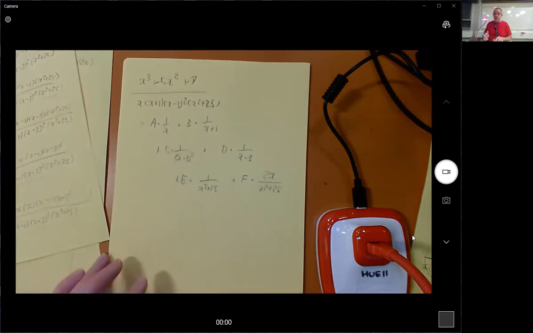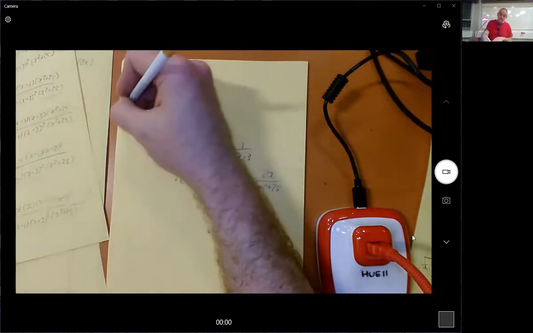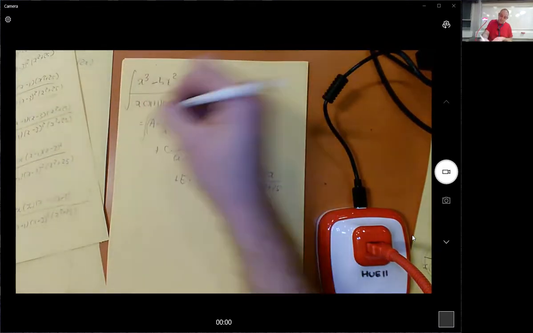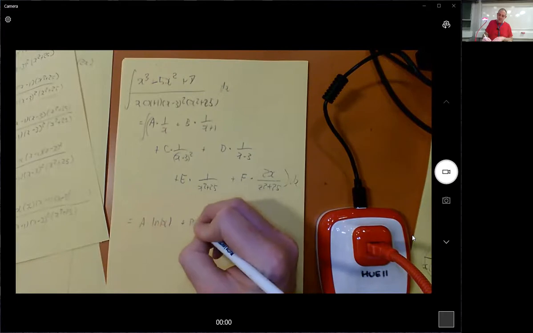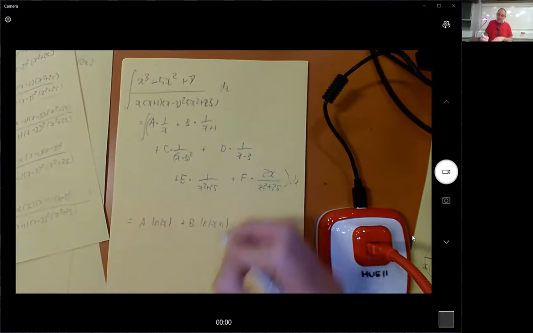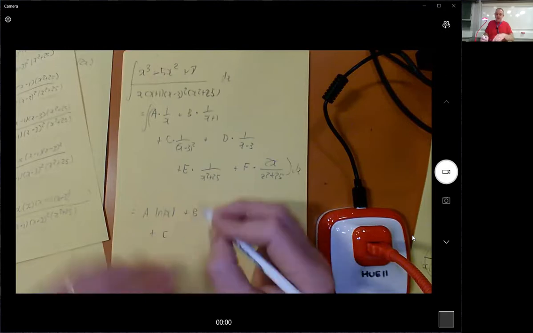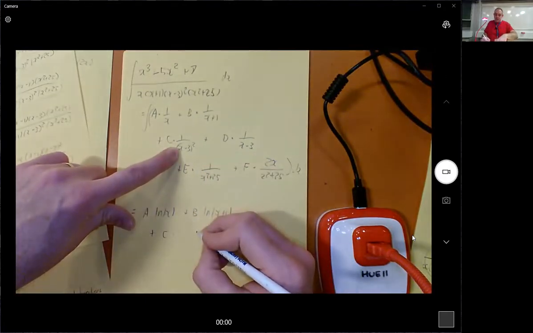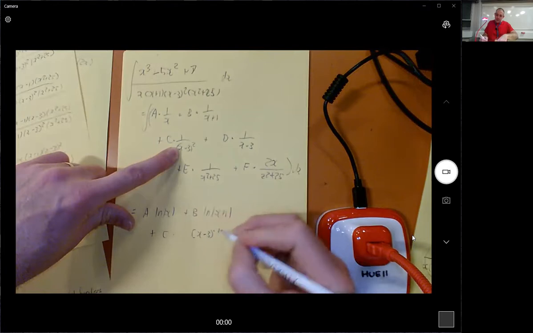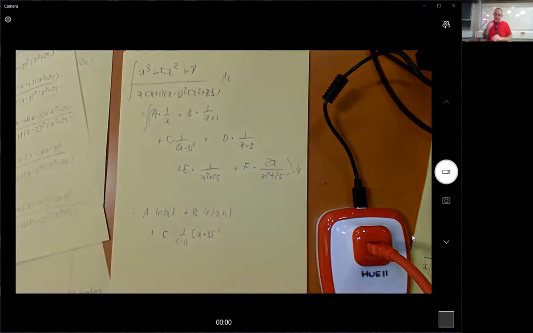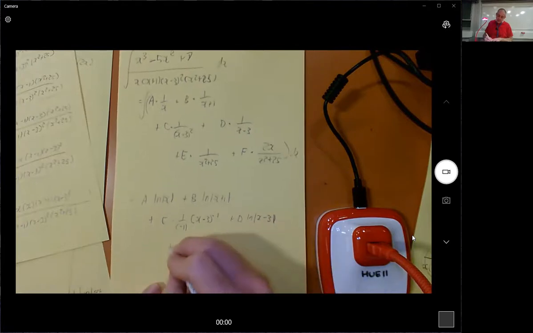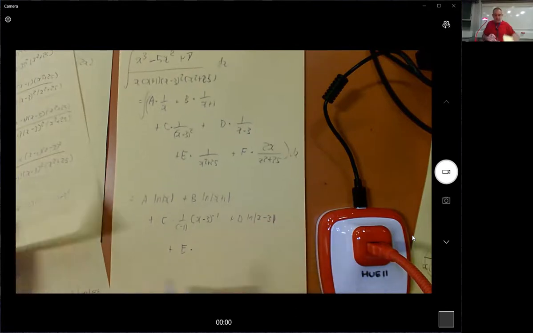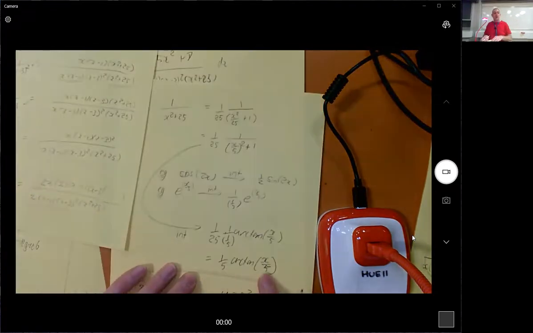And since it is possible, that means that when I integrate this, it'll be a times ln of x plus b times ln of absolute value of x plus 1 plus c times, all right, that's x to the minus 2. So the power will go up to x to the minus 1 and I'll have to divide by minus 1 and divide by the derivative of that, which is 1 anyway, so that's okay. Plus d times ln of x minus 3 plus e times, now I just did that derivative. It is 1/5 of arctan of x over 5.